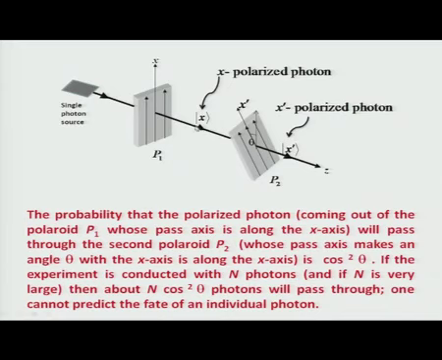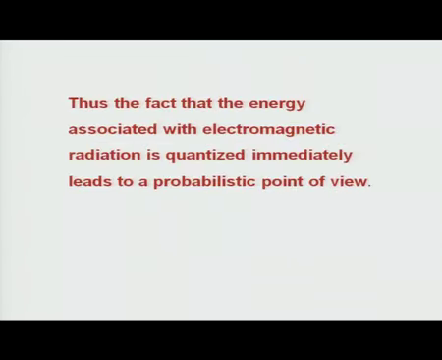The probability that the polarized photon coming out of the polaroid P1, whose pass axis is along the x axis, will pass through the second polaroid, is cos square theta. If the experiment is conducted with n photons, and if n is very large, then about n cos square theta photons will pass through. One can never predict the fate of an individual photon. Thus, the fact that the energy associated with electromagnetic radiation is quantized immediately leads to a probabilistic point of view.